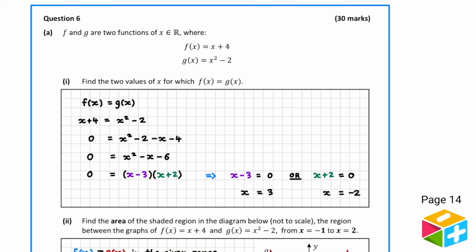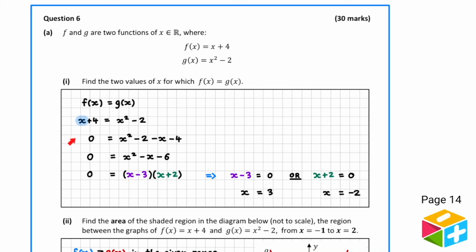In part A, we're presented with 2 functions, f of x and g of x. The first task is to find 2 values of x for which these functions are equal. Our starting point is the equation f of x is equal to g of x. Well, f of x is x plus 4 and g of x is x squared minus 2, so let's write these in.